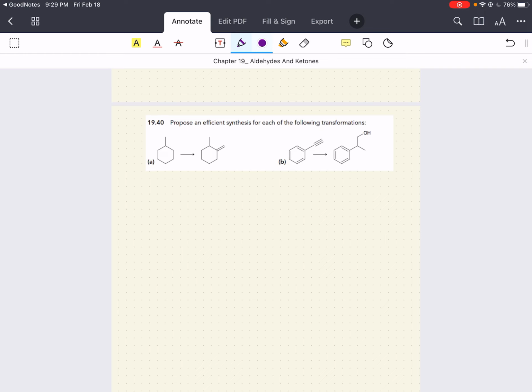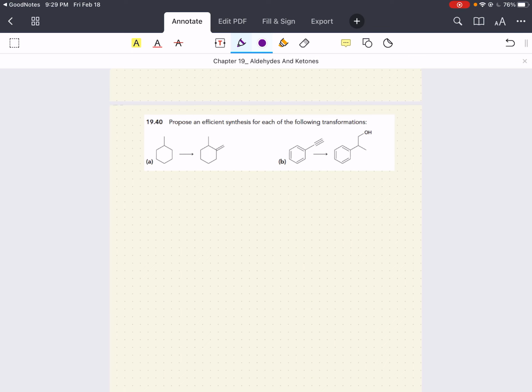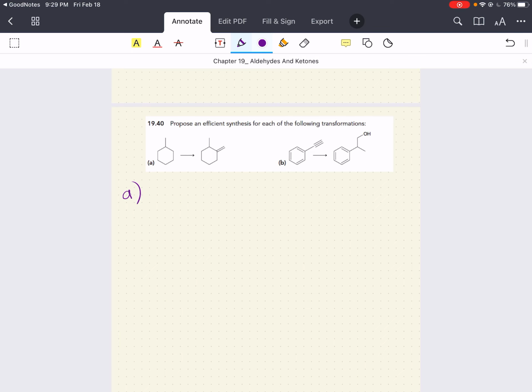So we're going to look at this A problem. We have this starting material. This is our starting place, and we want to end up with this product. So how do we do this? What do we know from this chapter? Well, we know how to form this carbon-carbon double bond right here. We know the prerequisite to get this carbon-carbon double bond. We covered it when we talked about Wittig reagents.